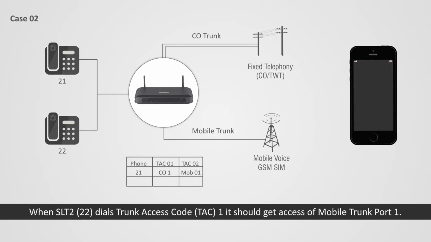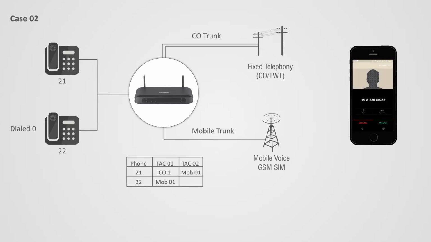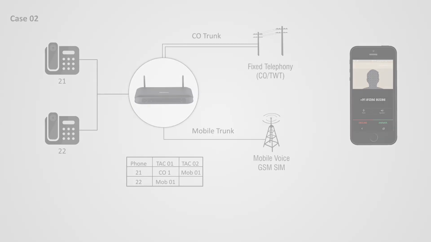Case 2, when SLT2, that is 22, dials trunk access code 1, it should get access of mobile trunk port 1. Let us start with the configuration.